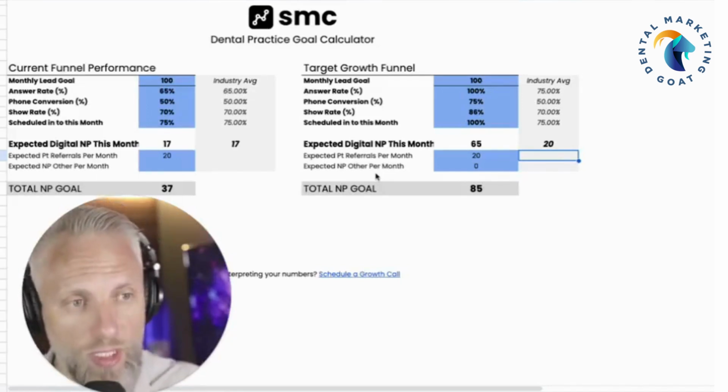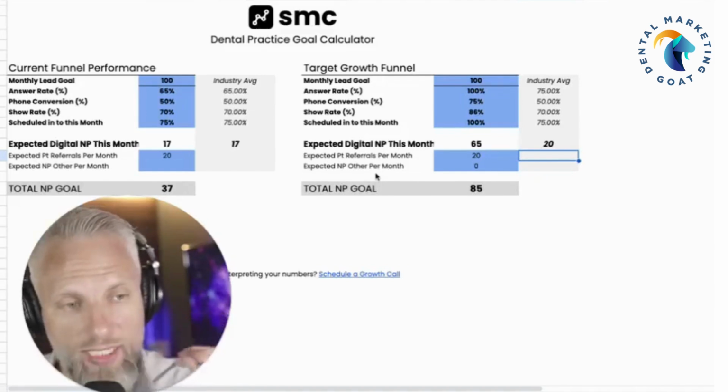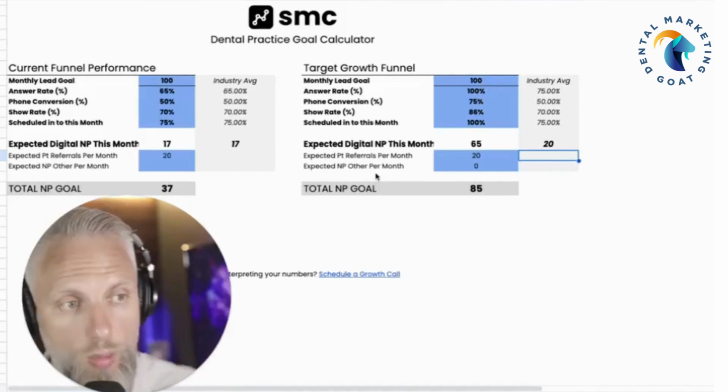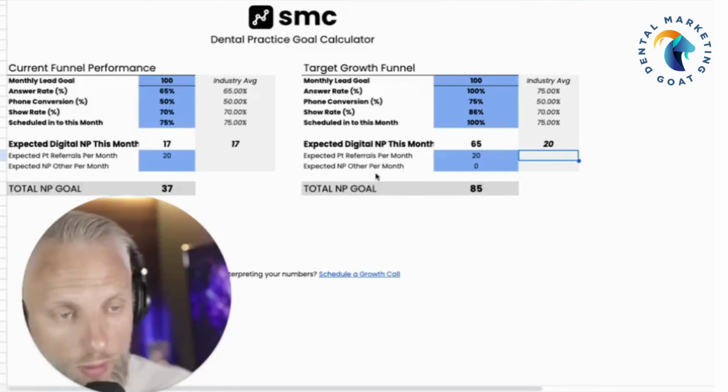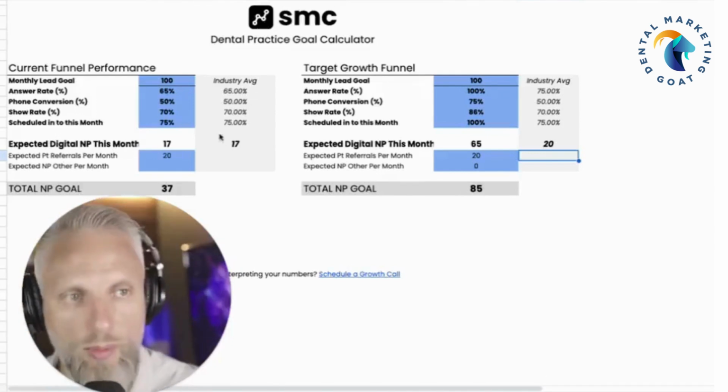And today, what I'm going to share with you is a calculator that you can use for free that will actually help you break down where your leads are going to and why you are or aren't growing. And there's several different things that you have to understand to be able to make this happen.